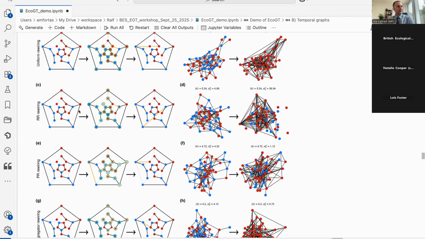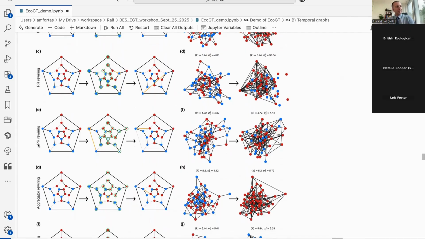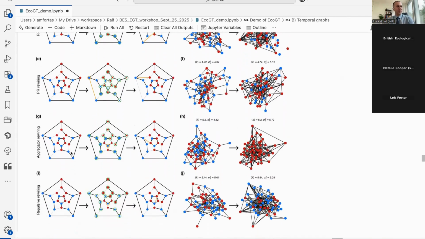So the rich gets richer, that is C. The more connections you have, the more connections you get, and that really reduces the variance in degree distribution, while the mean remains the same. The poor gets richer is the opposite, right? And then in the aggregator rewiring, you would just prefer to attach to nodes that belong to your own species, and then repulsive is the opposite.